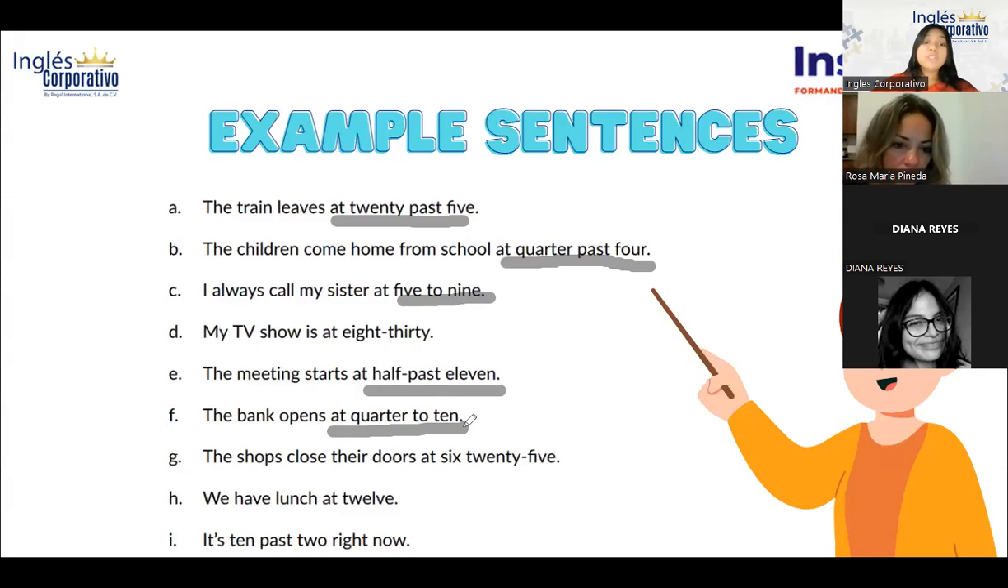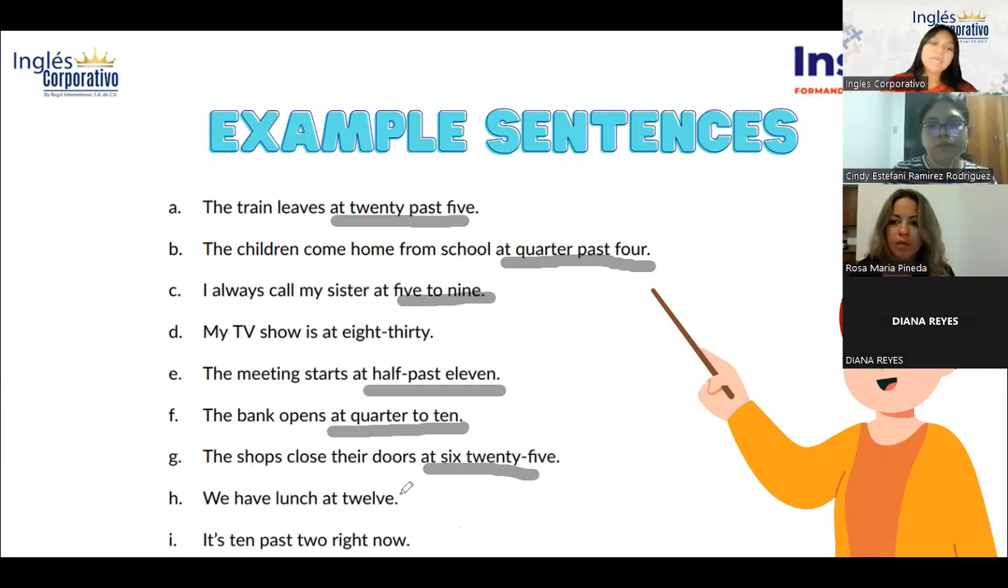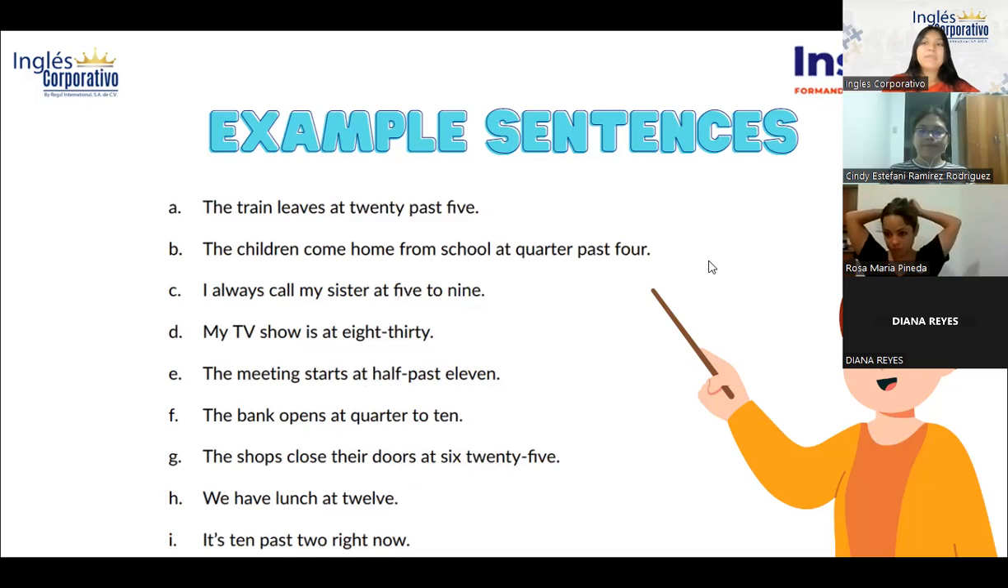Letter G. The shops close their doors at 6:25. Yes. Okay. We have lunch at 12. And it's 10 past 2 right now. Han pasado 10 minutos. ¿Y entonces qué hora es? La 2 y 10. 2:10. Okay. Very good.